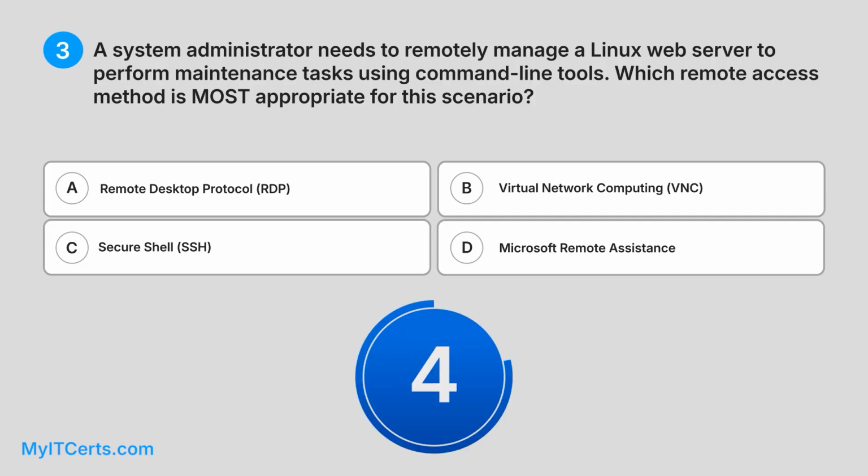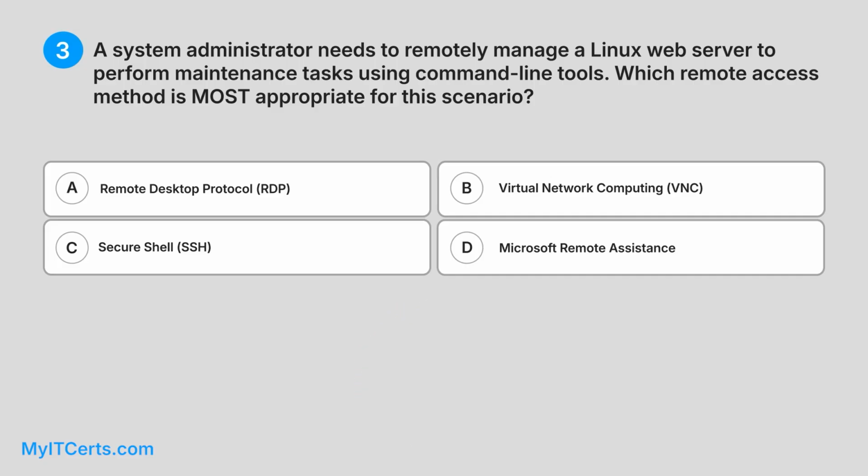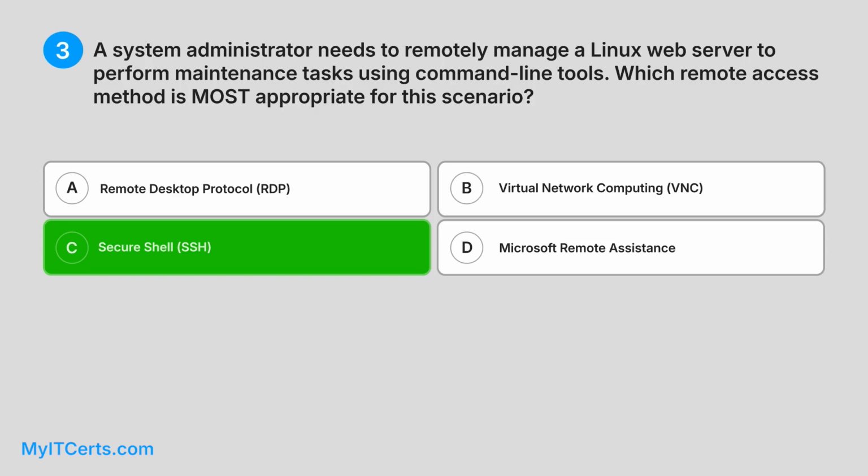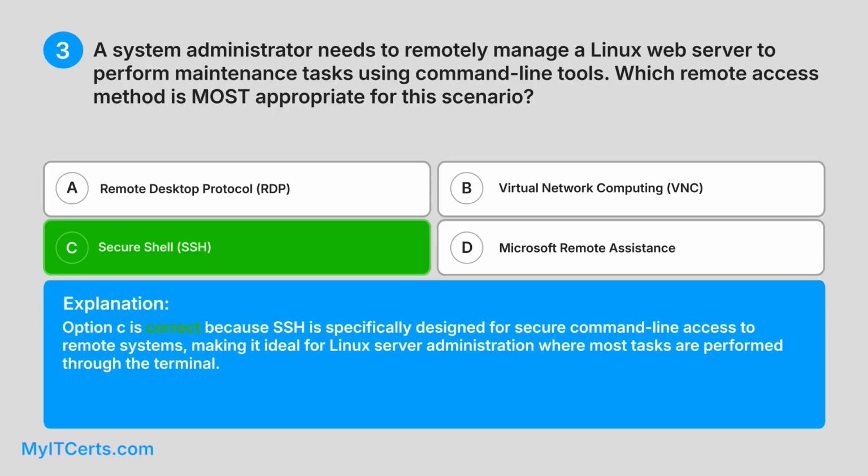Can you guess the answer? Correct answer, C. Secure Shell, SSH. Explanation. Option C is correct because SSH is specifically designed for secure command line access to remote systems, making it ideal for Linux server administration where most tasks are performed through the terminal.